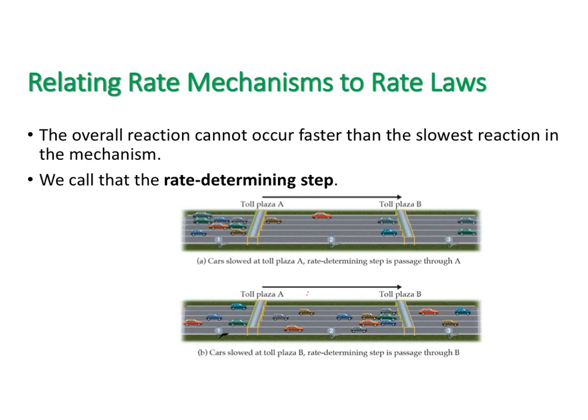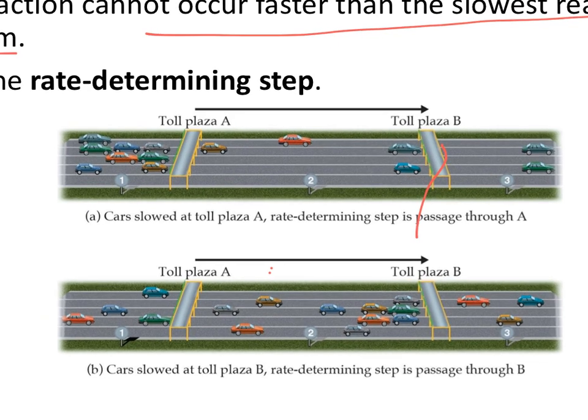So how does having multiple steps affect the overall rate laws? So the overall reaction cannot occur faster than the slowest reaction of the mechanism. That sounds kind of weird, like a riddle or something, but I want you to look at this picture, and I'll zoom in. Here we have a tollway, and we have two toll plazas. Here in this first situation, the cars are slowed at this toll plaza, and the cars are going pretty fast through that second plaza B.